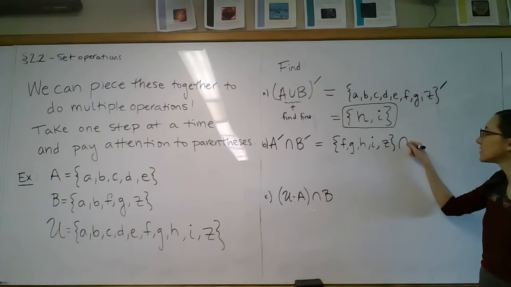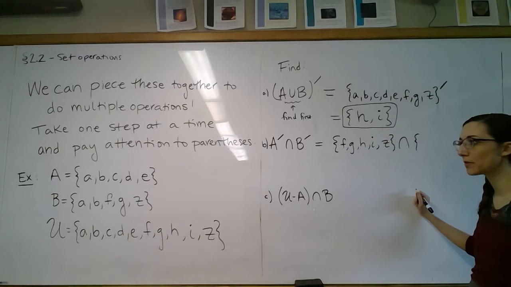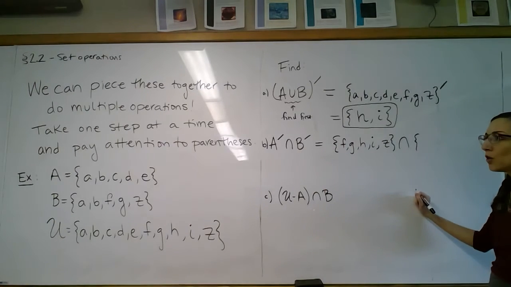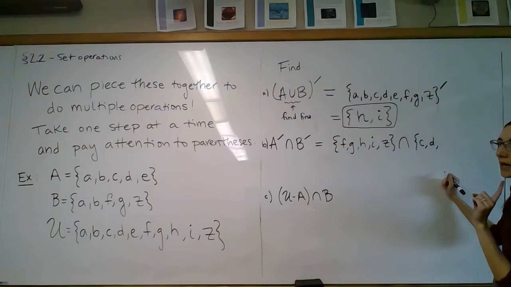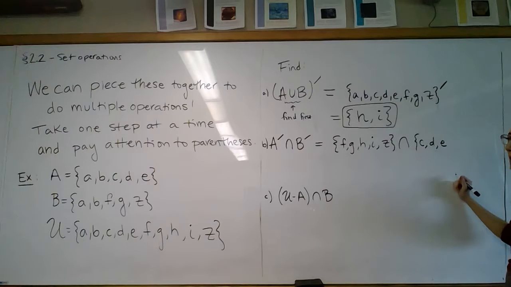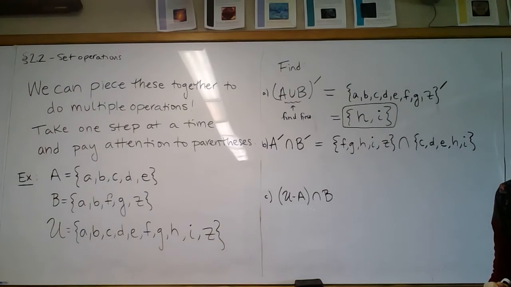We're going to intersect that with B complement. So we need to look at what's in B complement. Well, we're going to get rid of A and B. We'll keep C, D, E. We'll get rid of F and G, because those are in B. We don't want the things in B. We'll keep H. We'll keep I, but we'll get rid of Z. So we've got C, D, E, H, and I.